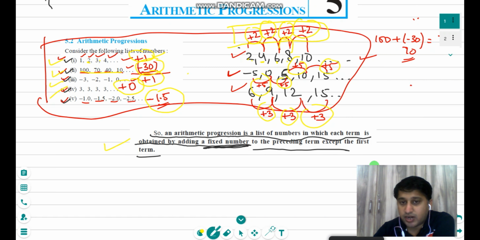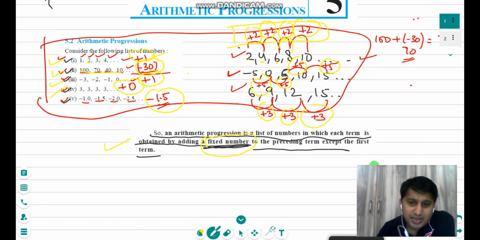It is not that if you are adding plus 2 over here, and then you are adding plus 3 over here, and then plus 4, and then plus 5, this is not the case. This will not be an AP. So you have to add a fixed number to every term, and then you will get the next term. So this is the definition of AP.